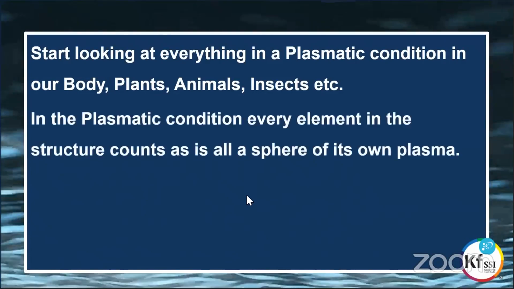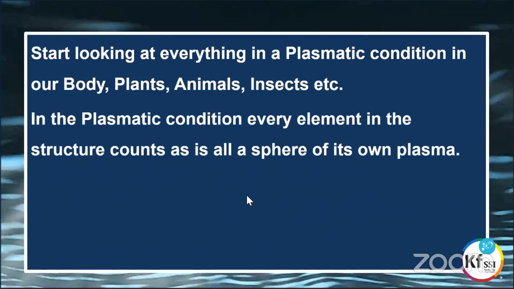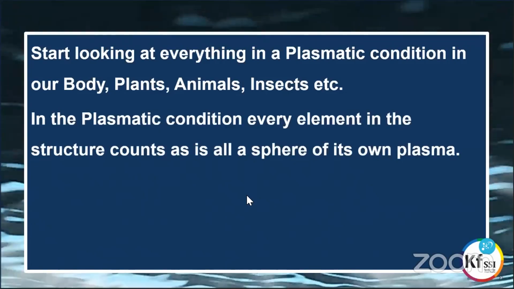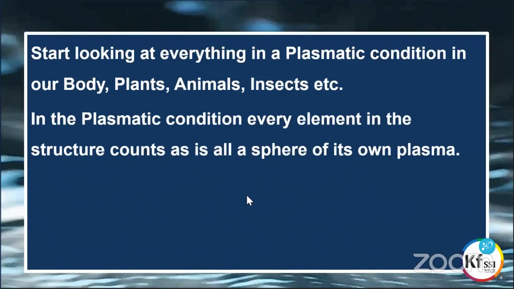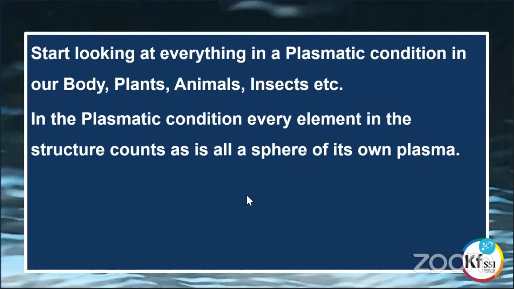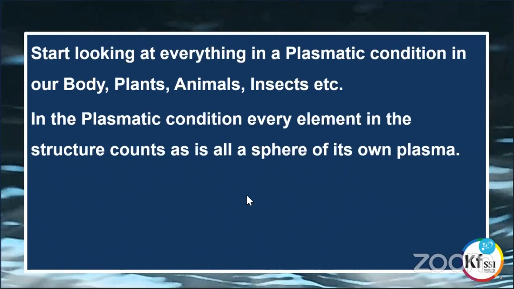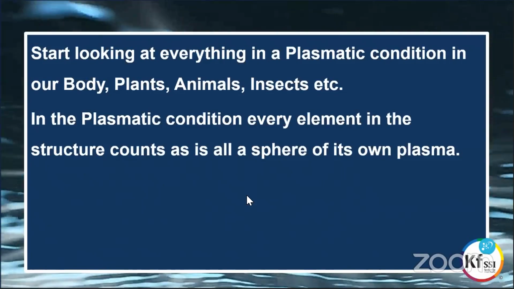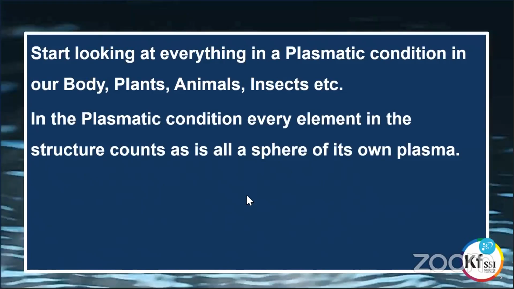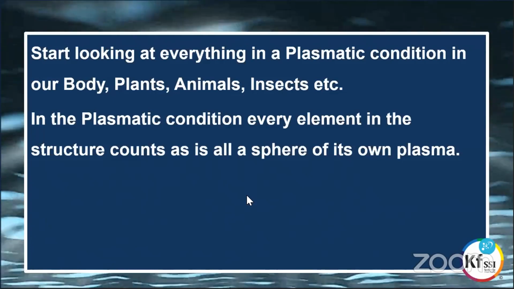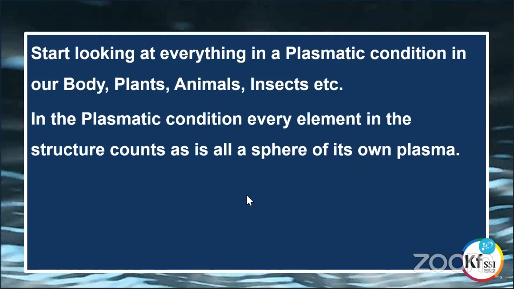And in plasmatic condition, every element in that structure counts as a sphere of its own plasma. So each one in that amino acid structure, even your hydrogen, as its own separate plasma, counts to create that structure, the new plasma of the amino acid.